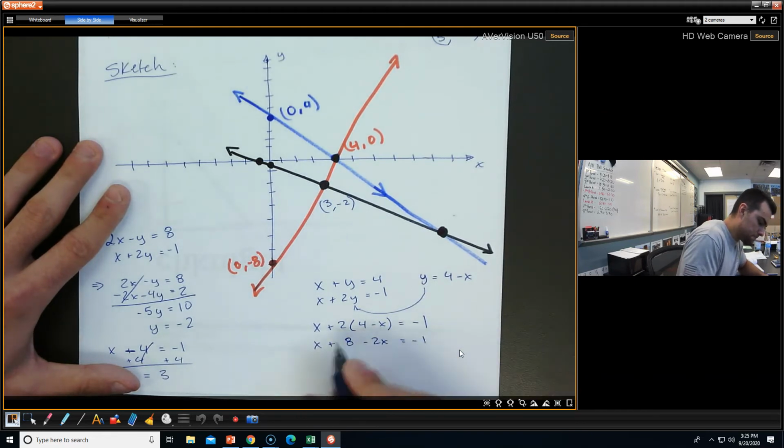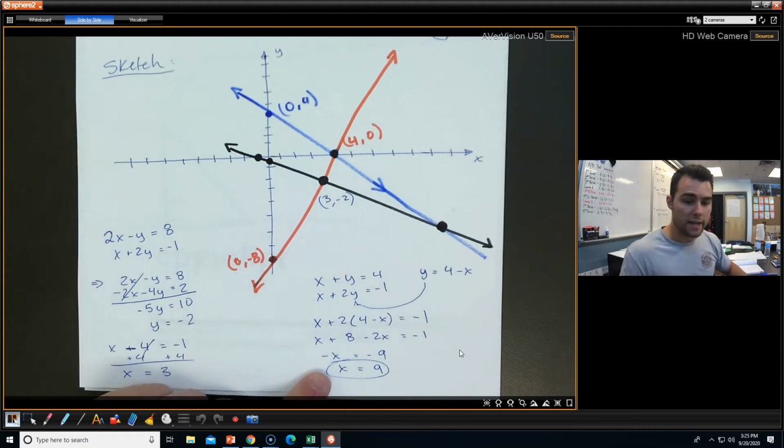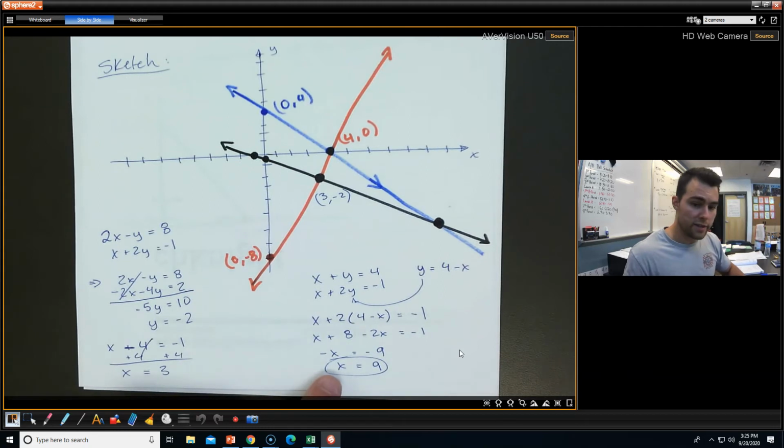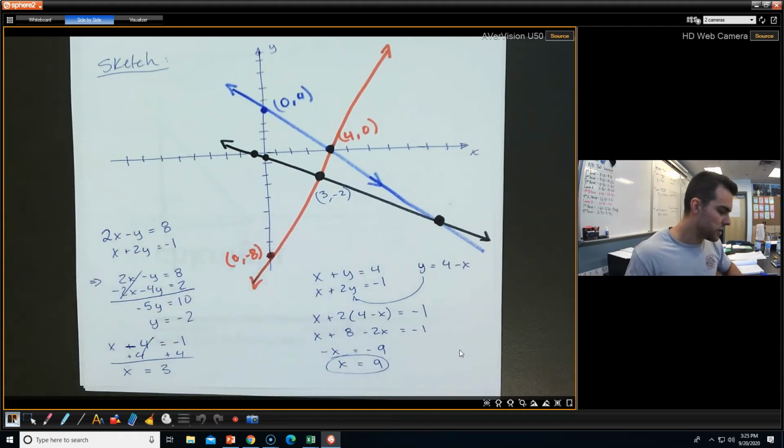All right, x minus 2x, that's negative x. And then I subtract 8 from both sides, it equals -9, so x equals 9 right there. And again, same thing like I did over here. I did it with y over here, but I'm doing it with x. I just take this guy and I throw it back in. I'm going to do it for this first equation. x plus 9 equals 4, so x has to equal -5.